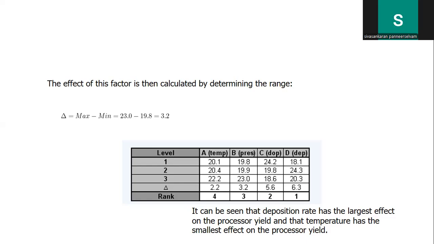So this table tells about the grouping of highest and lowest, the factor which has a significant difference level with respect to the processor yield. So from this it is noted that the deposition rate has the largest effect on the processor yield and the temperature has the lowest effect on the processor yield. So rank them accordingly, 1, 2, 3, 4, in such a way.